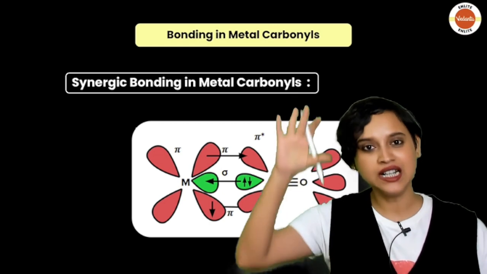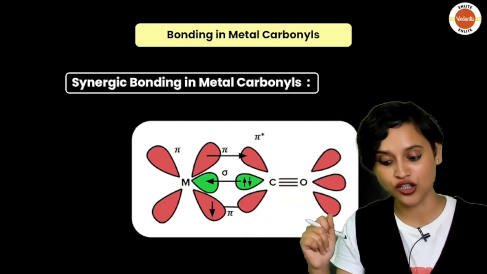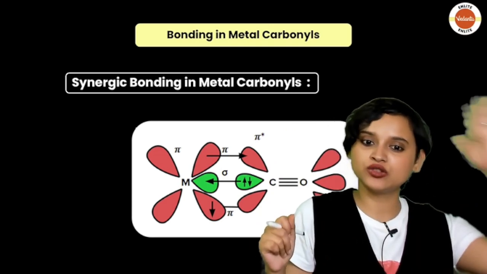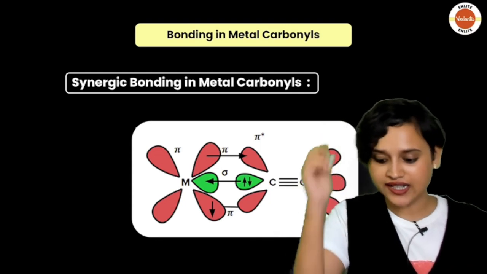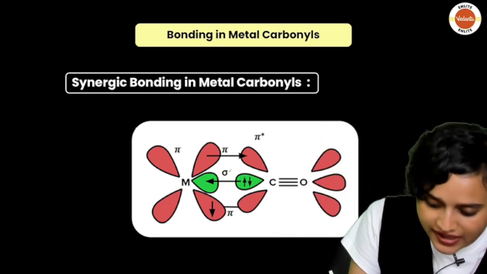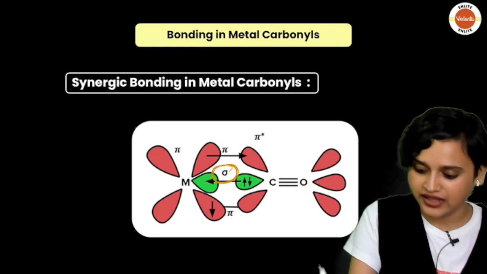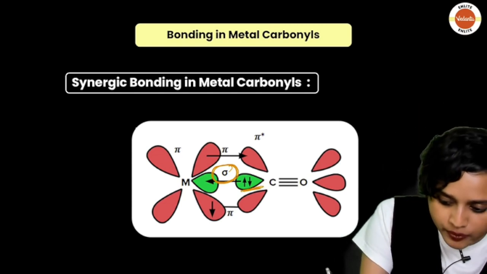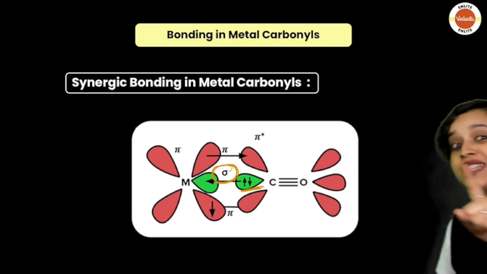And CO is a weak base, by the way. So on the carbonyl carbon, there was a lone pair which was donated to the vacant orbital of the metal. So there is a sigma bond formation here. Do you see it? So the carbonyl had a lone pair which was donated to the metal. Correct? Now see what happens.